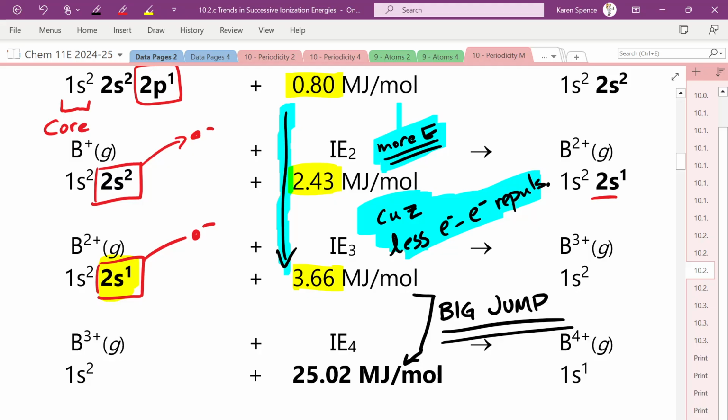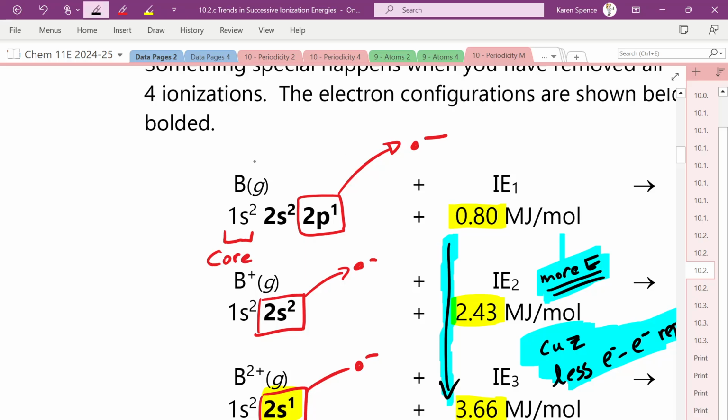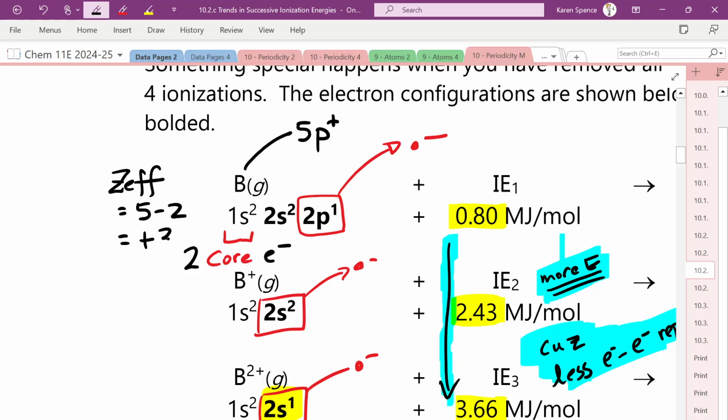Yeah, we have been removing from the 2 shell, yes? Now where are we removing from? We're removing from the 1 shell. So if we think about our effective nuclear charge here, boron has 5 protons, yes? And when we start out with neutral boron, it has 2 core electrons, yes? So we have Zeff equal to 5 minus 2, equal to plus 3.